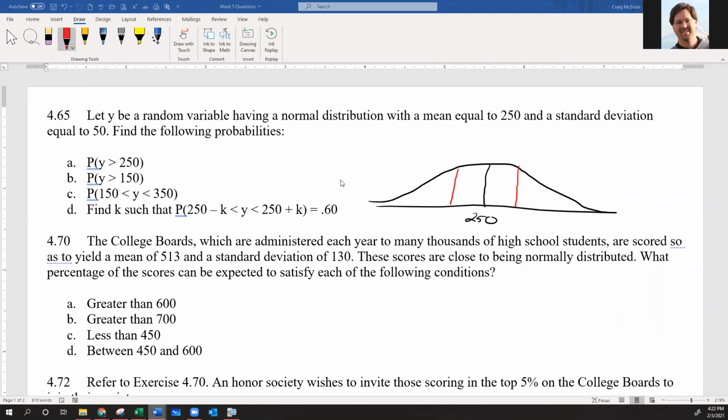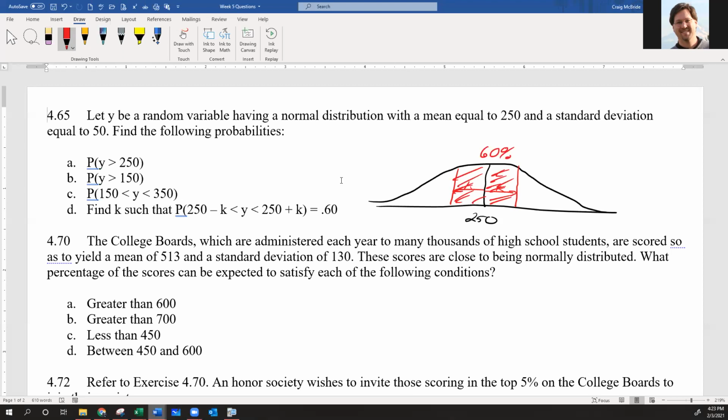Here's your mean. If you take the mean and you add a certain distance to it, i.e. this distance here is k, and then you also take the mean and subtract that same distance from it, then all of this area is 60% of your data. And they want us to figure out what that distance has to be in order to be 60%.